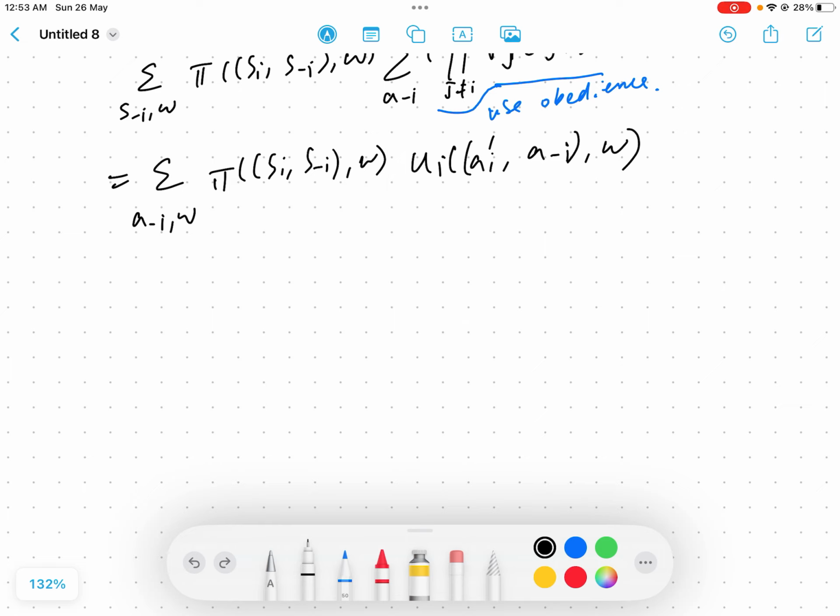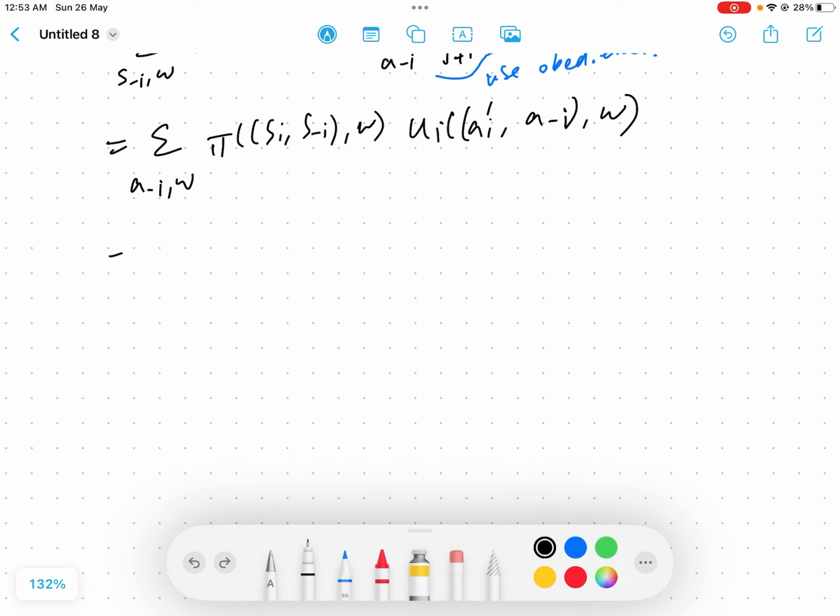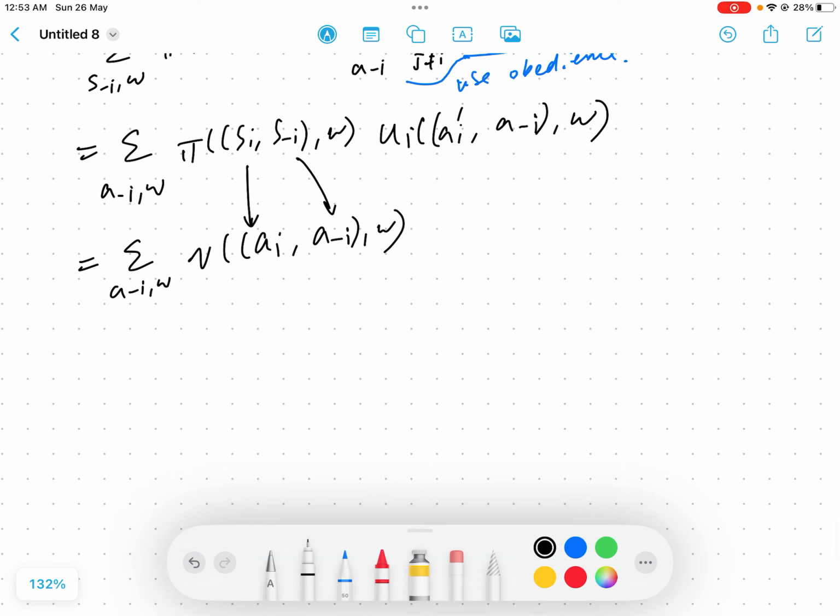Then we notice that our v is defined as the pi, so here we can simply replace this pi with the v, using the outcome. Those s's become the a's by replacing the pi with the v's. All the others are the same.